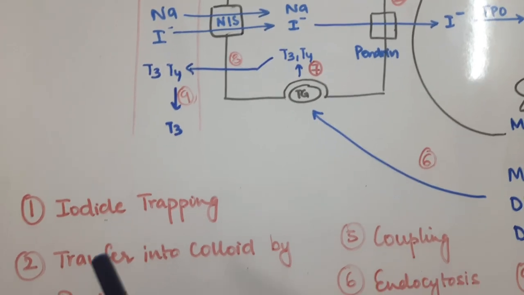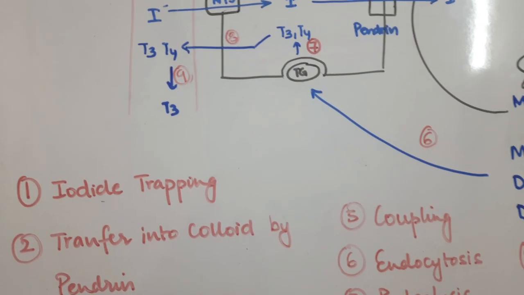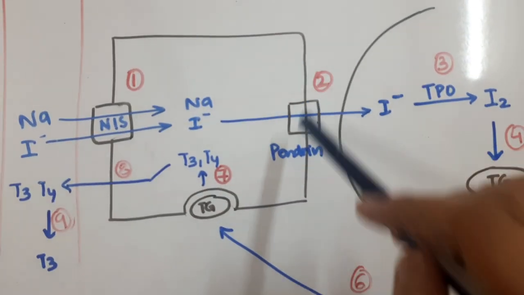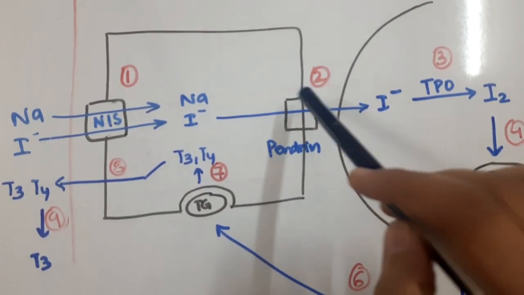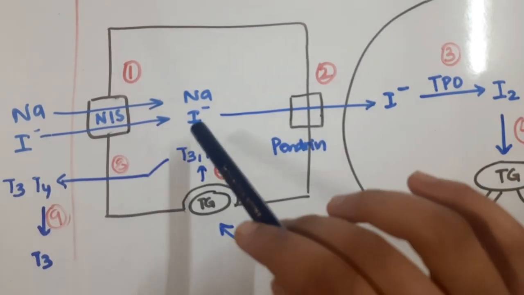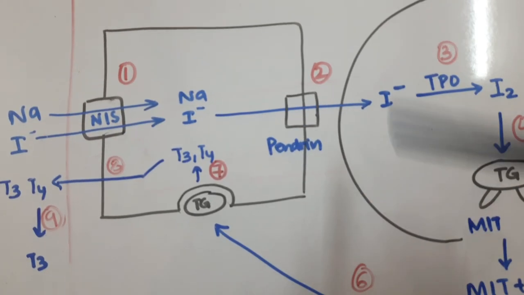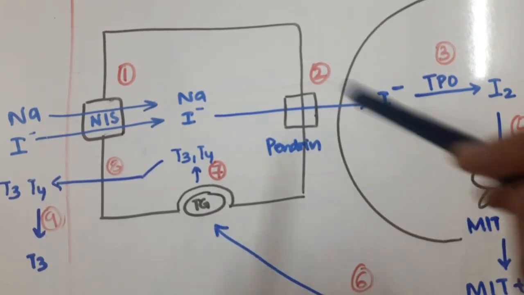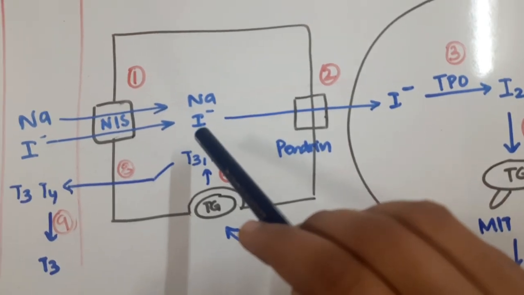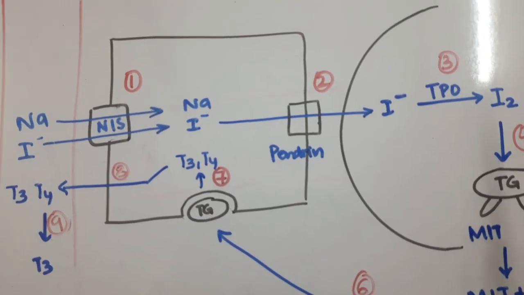Now, second step will be transfer of iodide into the colloid by pendrin. Now see, on this side of the thyroid follicular cell, we have a transporter called pendrin. What this pendrin does is that it takes this iodide and transports it into the colloid. Okay, so that is the second step. Transport of iodide into the colloid by this pendrin transporter.